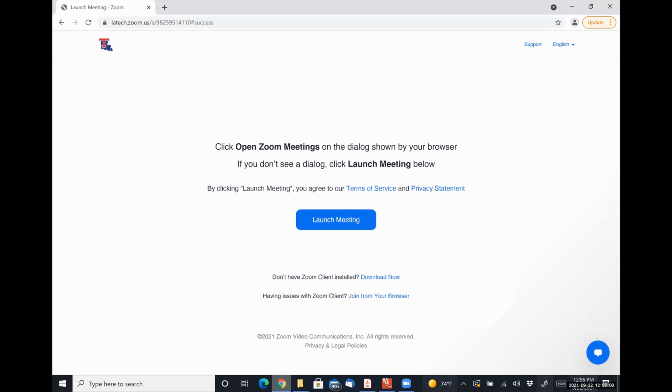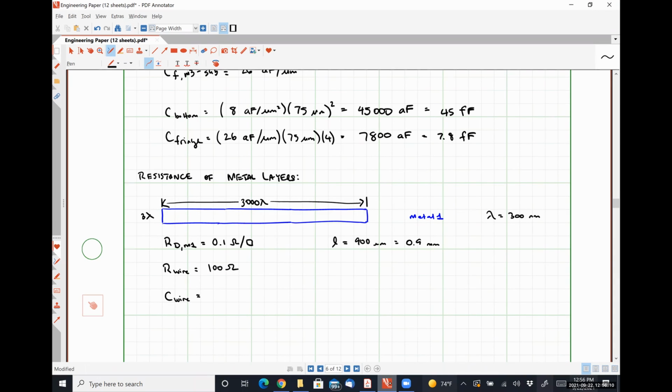So we know that there's going to be 28 attofarads per micron squared times the physical dimensions of our thing. So that's going to be 3 times 3,000 times 300. Actually, let's make this slightly easier on ourselves. So 300 nanometers is 0.3 microns, right?